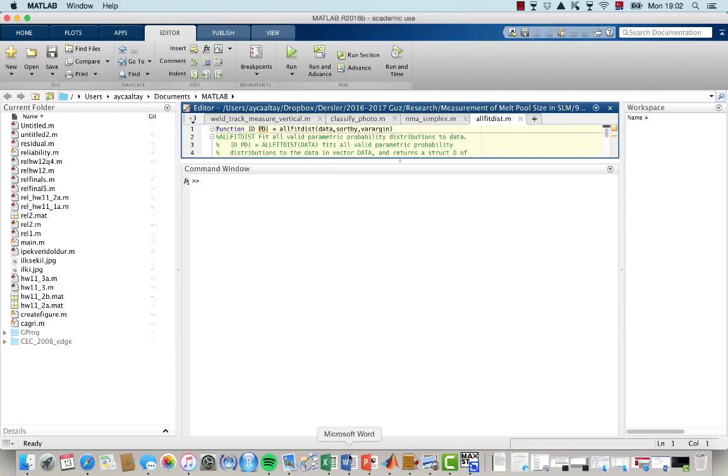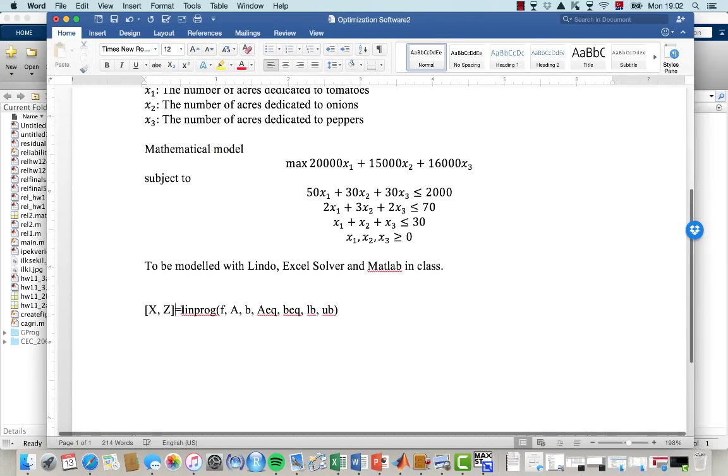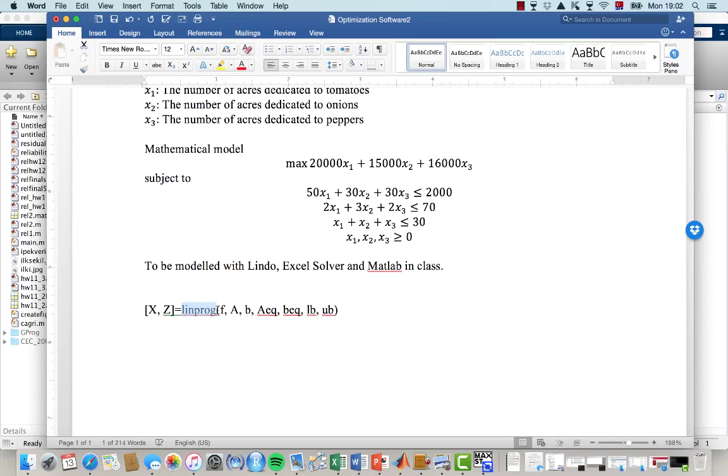Our last software is Matlab. Matlab also solves linear programming problems, and it has a special command called linprog. It has 7 inputs. So let's define these 7 inputs for our problem.